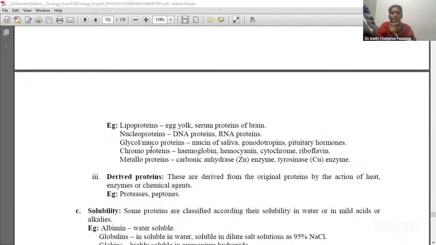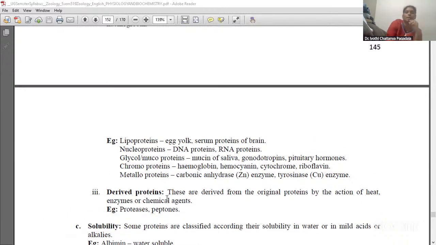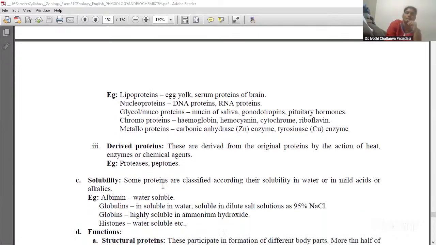And metalloproteins, the carbonic anhydrase enzyme and tyrosinase enzyme. The derived proteins were derived from the original proteins by the activity of external factors like heat and chemical agents. So here the derived proteins are proteases and peptones.